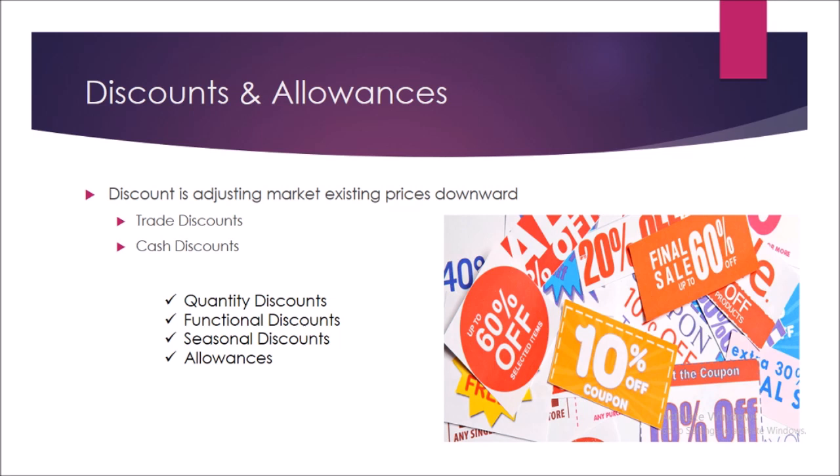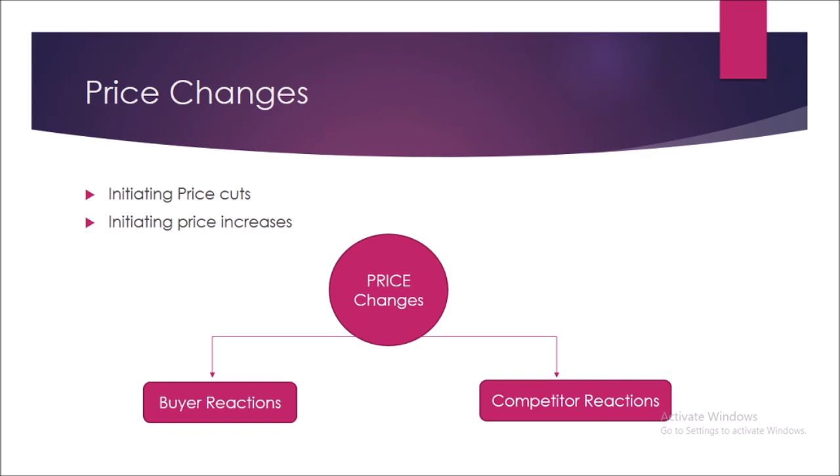In some cases you will get quantity discounts, it can be functional discounts, it can be seasonal discounts, or it can be allowances, right? So these are the ways marketers give allowances and discounts, by reducing their prices, so adjusting their prices downwards. So this is one way of adjusting their pricing, right? Okay, fine. So how will the prices change? Now price changes happen in two ways, right? One is initiating price cuts, the other is initiating price increases, which means you will move your price downward or you will move your prices upwards, right?